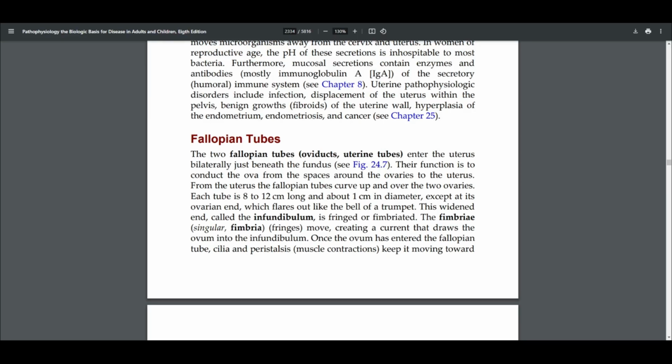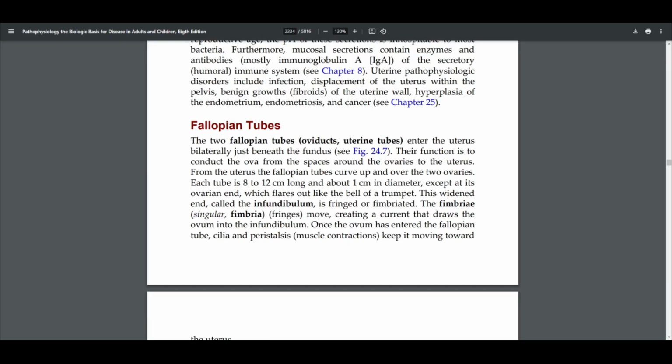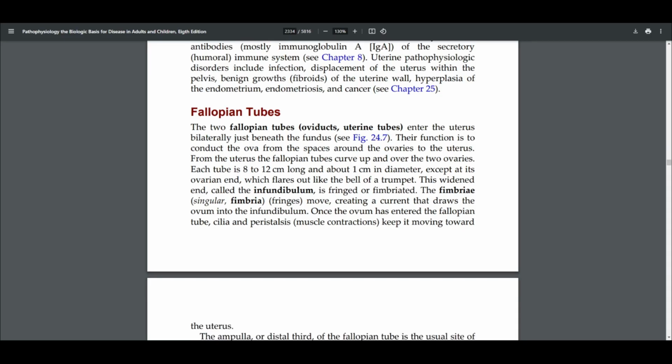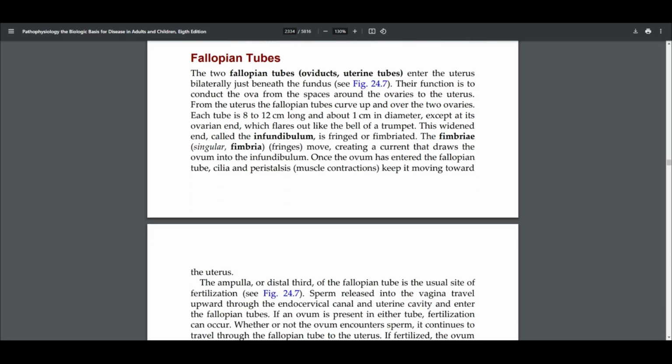Each tube can be anywhere between 8 to 12 centimeters long and is about 1 centimeter in diameter, except at its ovarian end, which flares out like a bell on a trumpet. The distal end, called the infundibulum, is fringed and fimbriated. The fimbriae move, creating a current that draws the ovum into the infundibulum. Once the ovum has entered the fallopian tube, cilia and peristalsis keep it moving toward the uterus.